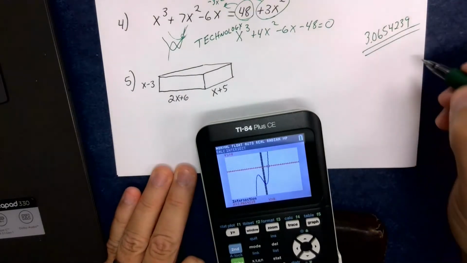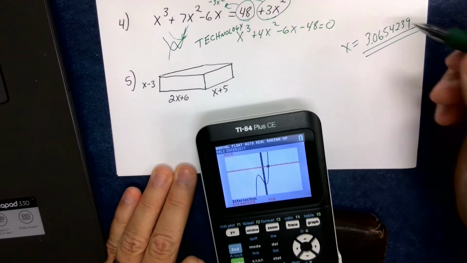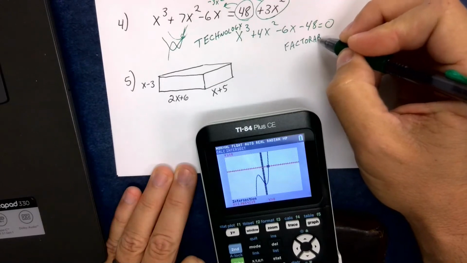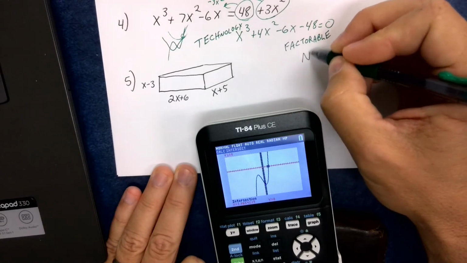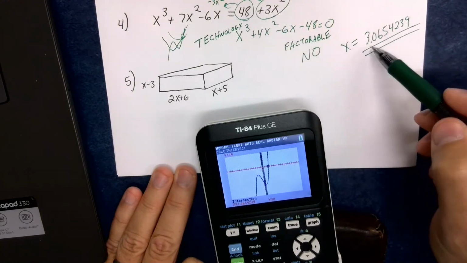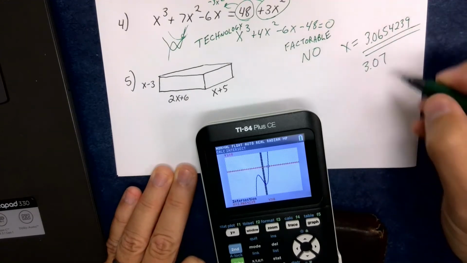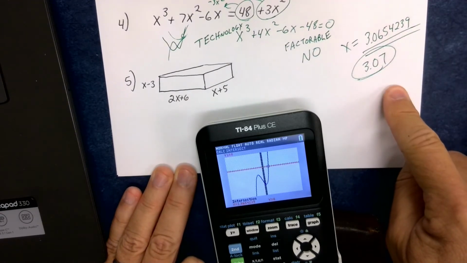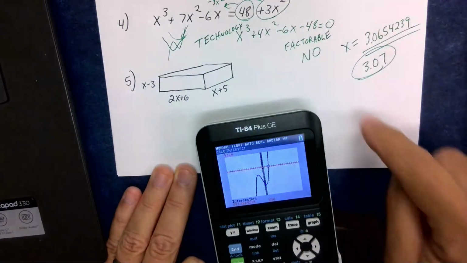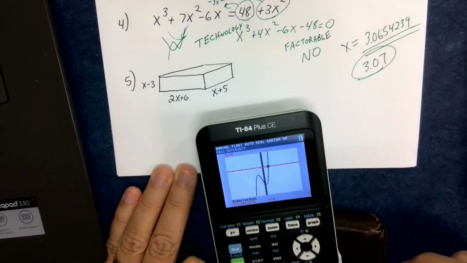Now, here's the question for you. If this is my crazy number for x, that's my only solution for this equation right over here, was this factorable? And the answer, of course, is a big ol' honkin' no. Because if it's factorable, I'm going to get nice, pretty numbers. This is not a nice, pretty number. And in terms of my stuff, I'm totally okay with 3.07. Okay? So if I have a big equation, I just want to solve it, it's always available to be able to graph it, use our technology to find out what that point is.